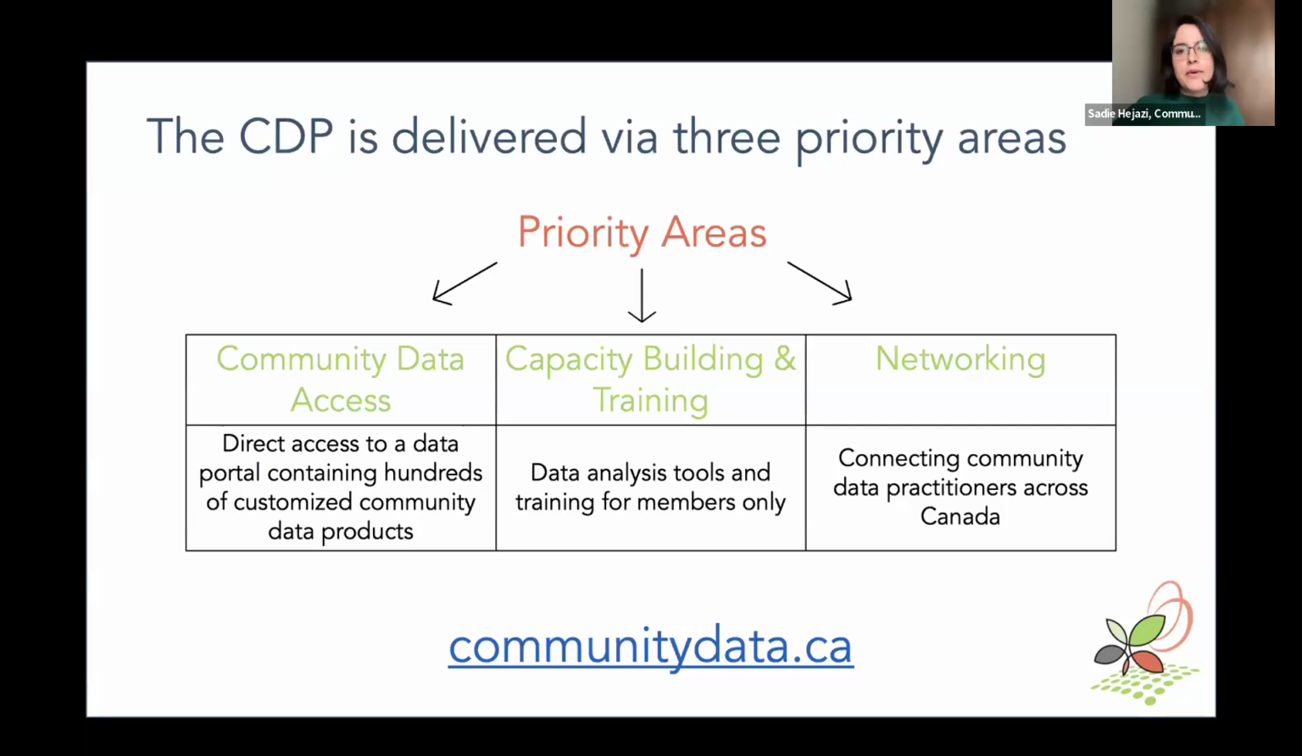So we have three program priority areas that we will go through in detail: community data access, capacity building and training, and networking.